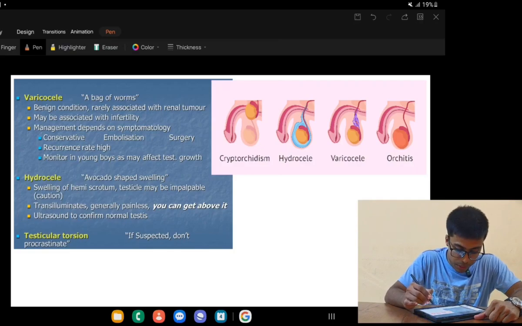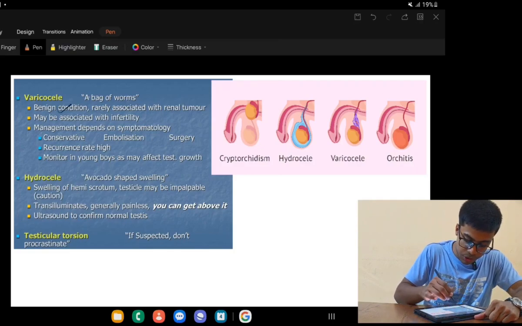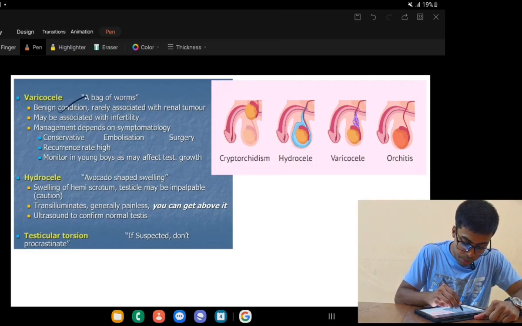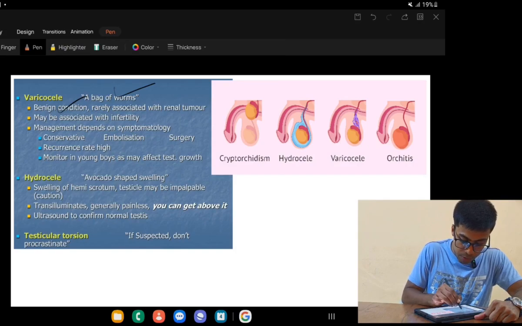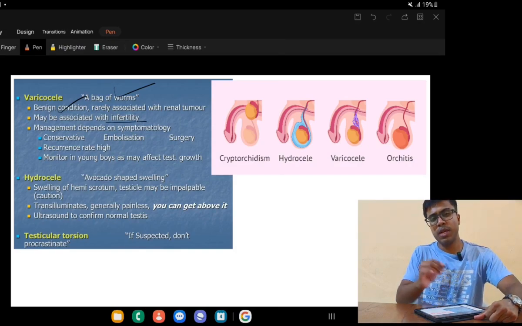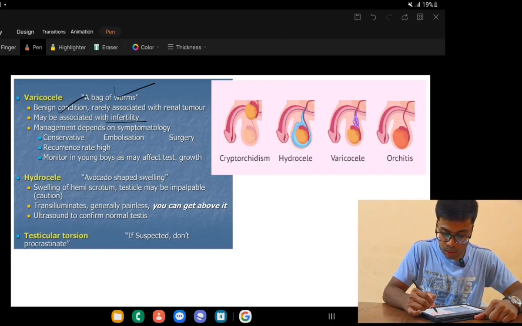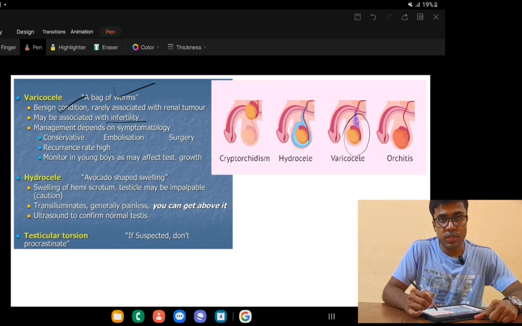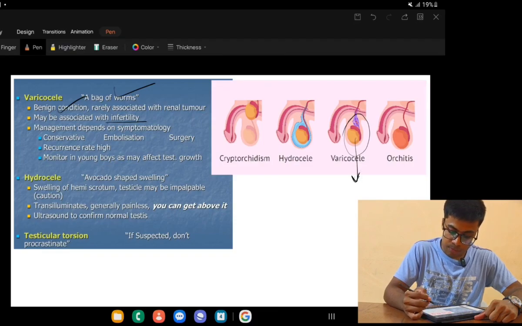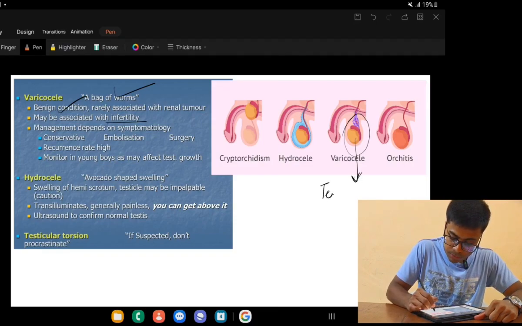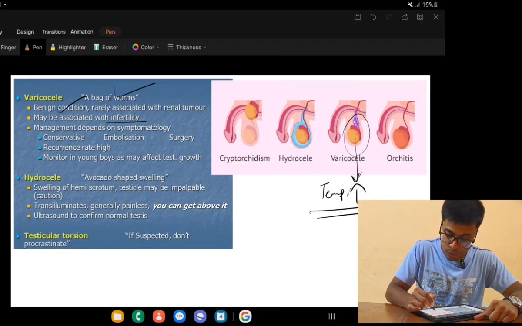And what is varicocele? It's a benign condition, rarely associated with a renal tumor. Bag of worm appearance will be there. Infertility can occur because the varicocele puts pressure on the testis, and that pressure will lead to a temperature increase in the testis, and that will lead to infertility. So temperature increases with varicocele, and that will lead to infertility.